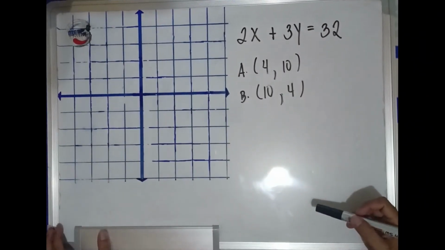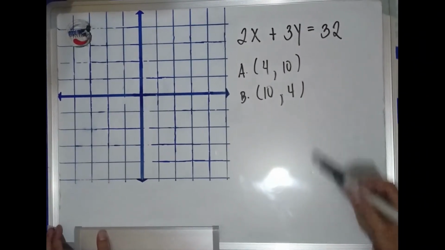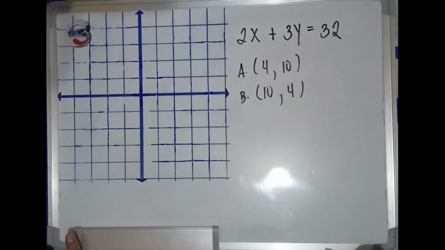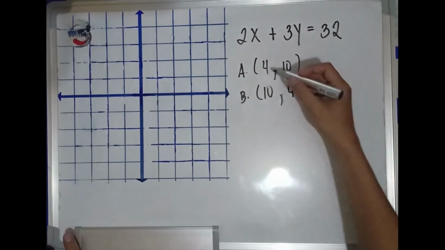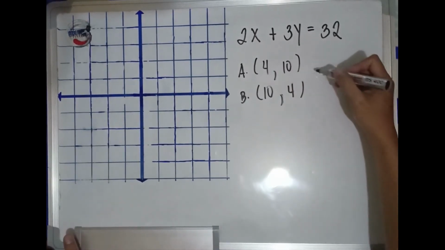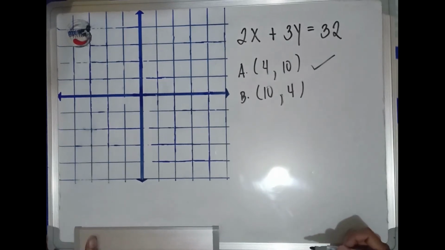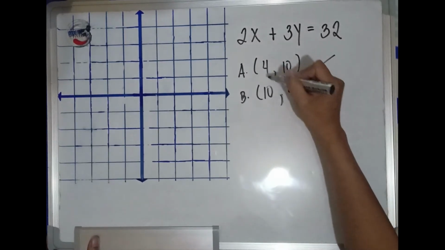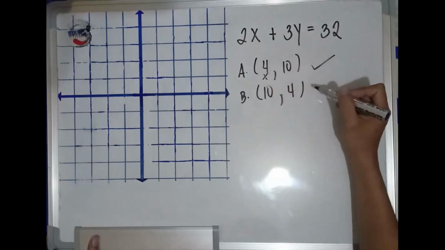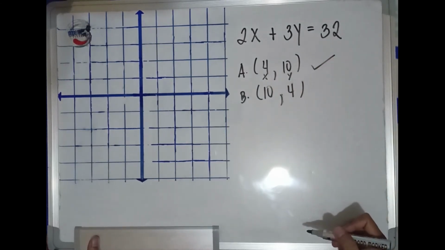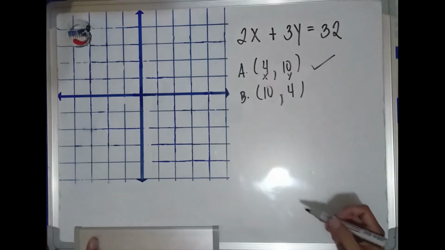Now, let us know the solution for the linear equation 2x plus 3y is equal to 32. We're going to substitute the values of x and y. Let us try first letter A. Always remember that in an ordered pair, the first constant is for x and the second constant is for y. Now, let us replace the variables x and y by the constants 4 and 10.